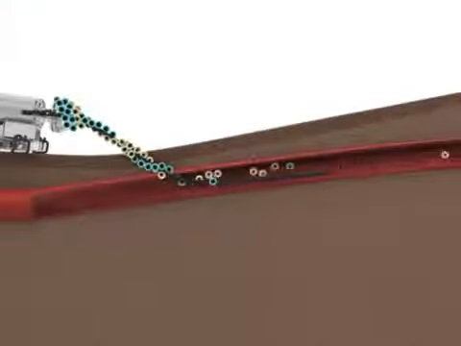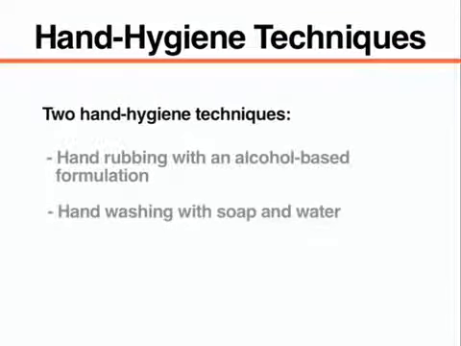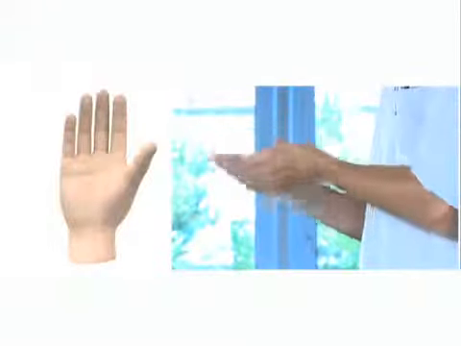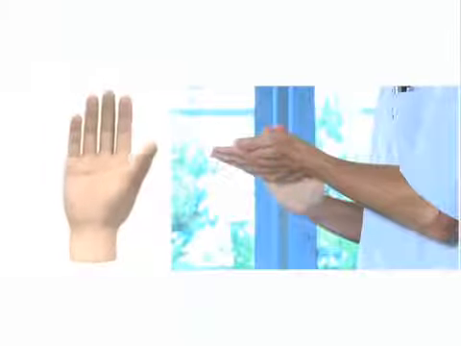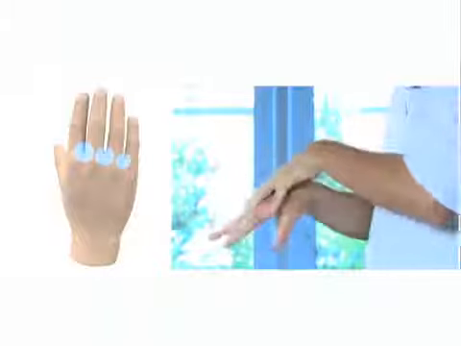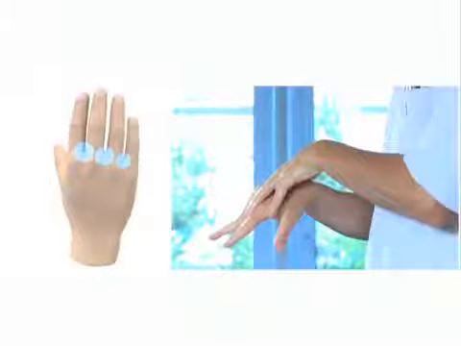There are 2 recognized techniques for performing hand hygiene: hand rubbing with an alcohol-based formulation and hand washing with soap and water. To perform hand rubbing, apply a palmful of hand rub formulation to a cupped hand and rub your hands together to cover all surfaces. Then rub your hands again, palm to palm. To reach the dorsal interdigital area of your hand, rub the fingers of one hand over the dorsum of the other and interlace your fingers.